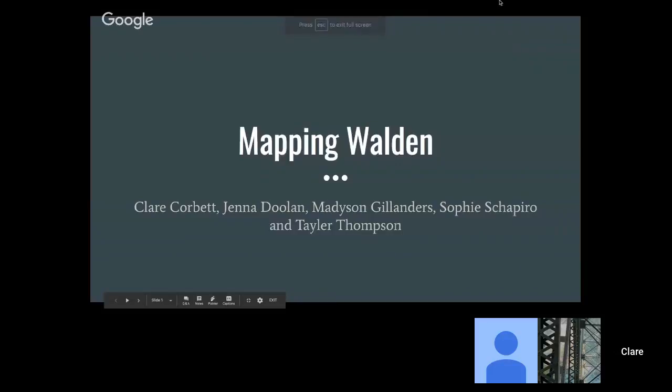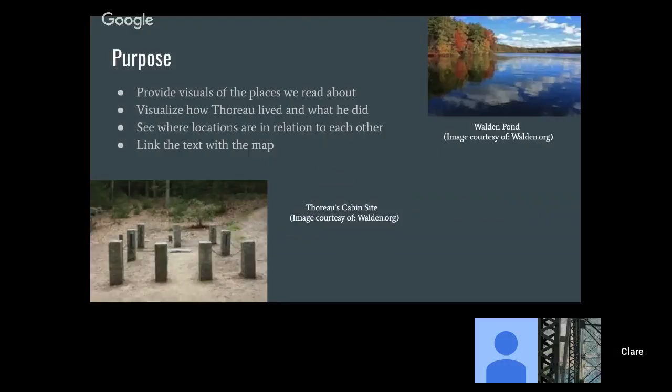Alright, so our project was mapping Walden, and we created a map of all the locations in Walden that seemed like the most important. The purpose of this was to create visuals to go along with what we were reading. That helped us see what the locations look like, but also, Thoreau did provide a lot of detailed descriptions of ponds and walks that he went on, so we can actually see how the places match up to his descriptions of them.